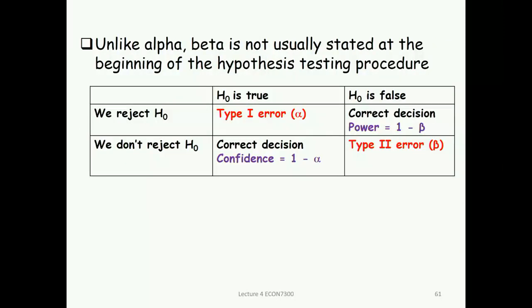So if type 1 error is 5%, 95% would be the confidence, the confidence interval that we do. Type 1 error is alpha, type 2 error is beta. This is usually in textbooks: alpha, type 1 error, beta, type 2 error. If type 2 error is 10%, then the power would be 90%. If the type 2 error is 30%, the power would be 70%.